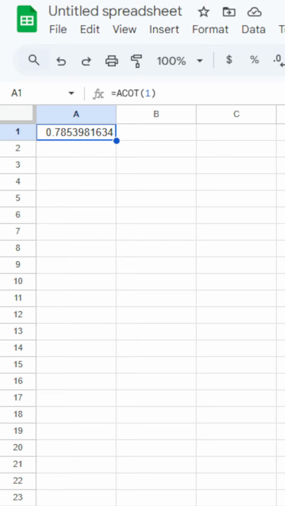Now, ACOTH, the inverse hyperbolic cotangent, returns the inverse hyperbolic cotangent of a number. The input must be greater than 1 or less than negative 1. So, for example, we do ACOTH 2, that gives us 0.5493. Both return the radians by default. You can convert to degrees, but that is not what I will show you in this video.